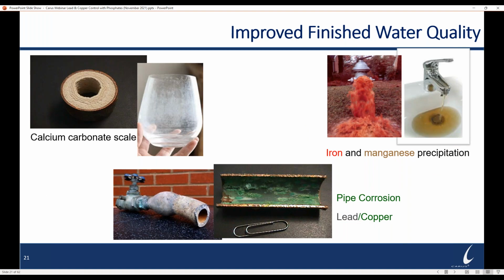Now, when we talk about improving finished water quality, we're talking about these 3 main applications. We're talking about preventing calcium carbonate scale, where it scales up the pipe or it causes hard water spots on your dishes. We're talking about preventing iron and manganese precipitation in your distribution system, so you don't get tea-colored water in the case of manganese or red rusty water in the case of iron dropping out. And then finally, lead and copper corrosion in that service line running to the consumer's home or in the plumbing in the consumer's home.